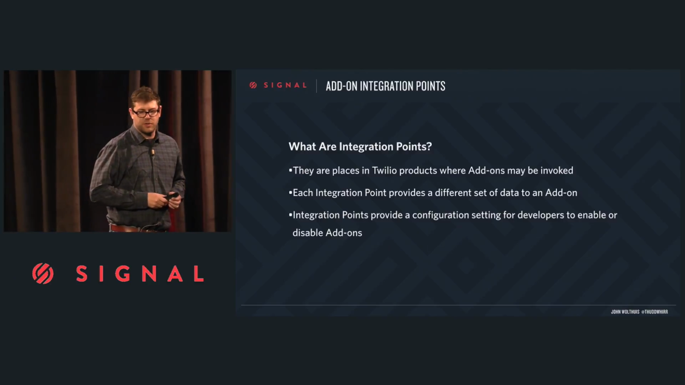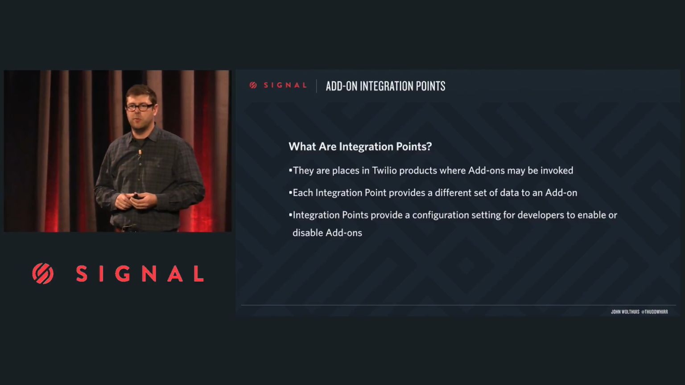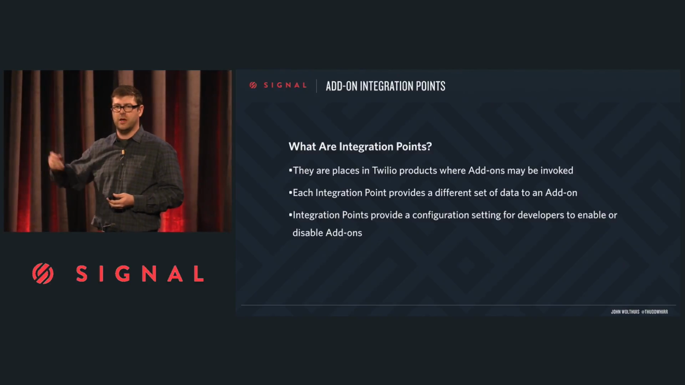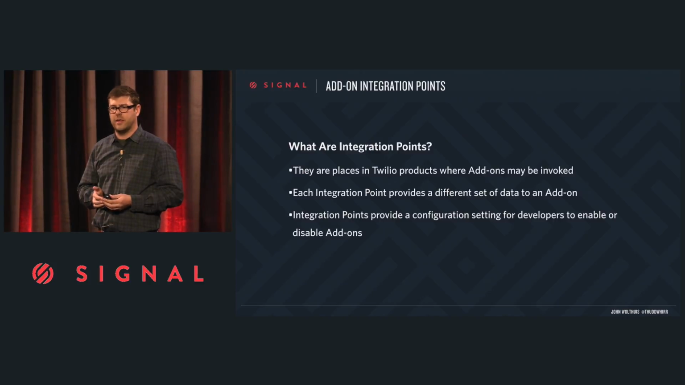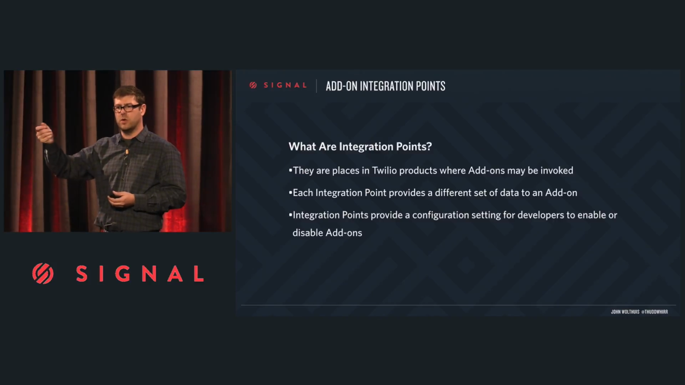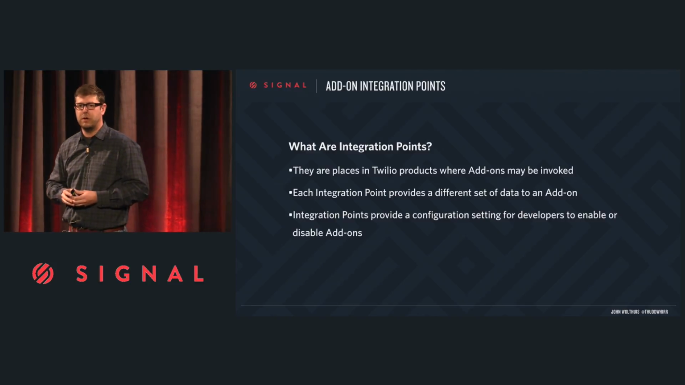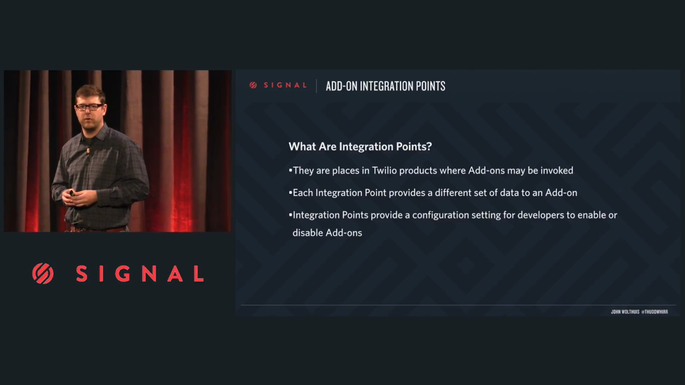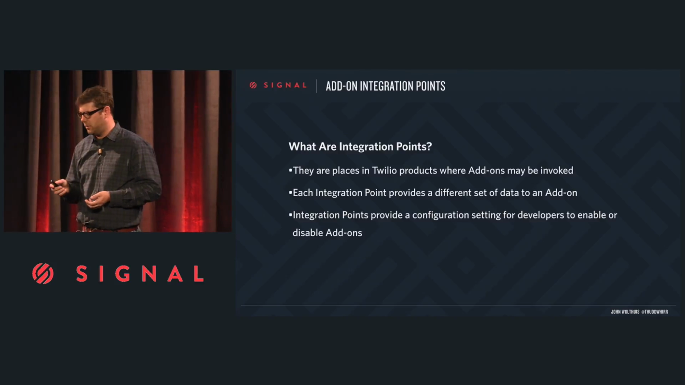Integration points also provide a configuration setting for the developer in the console. When you install an add-on in the console, you'll see checkboxes at the bottom about where you want that turned on or not. So if an add-on is applicable to many product lines, people can check those boxes and turn them on or off as they see fit. This provides an easy way for people to experiment with it and turn it on and off as they install them, without having to go in and do a lot of rewriting of their code and add new calls.